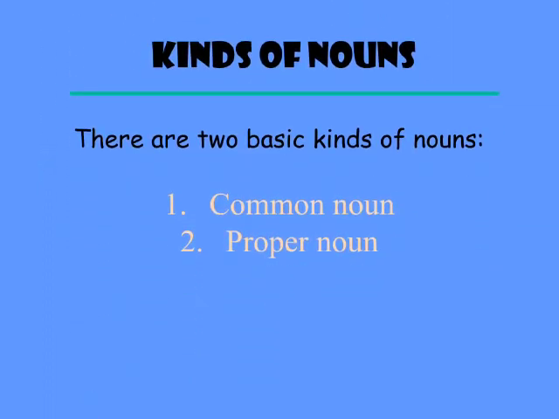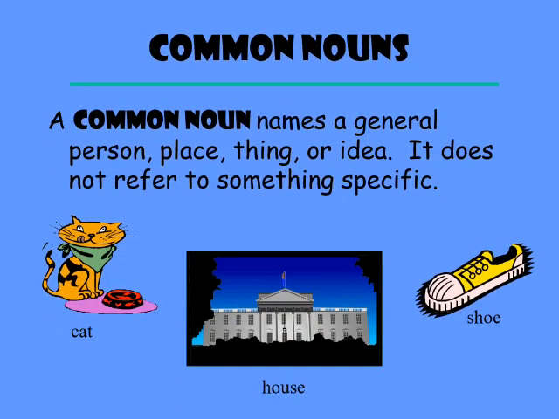So now we'll talk about kinds of noun. There are two basic kinds of noun, as we discussed earlier also, that common noun and proper noun are very important areas of noun. So let's talk about common. A common noun names a general person, place, thing or idea. It does not refer to something which is specific.